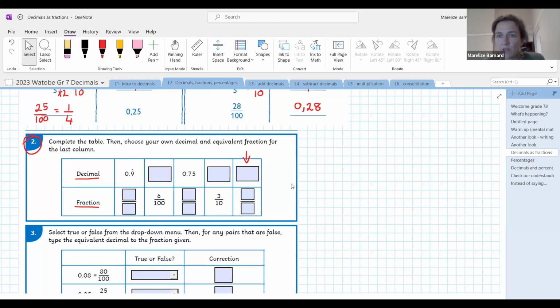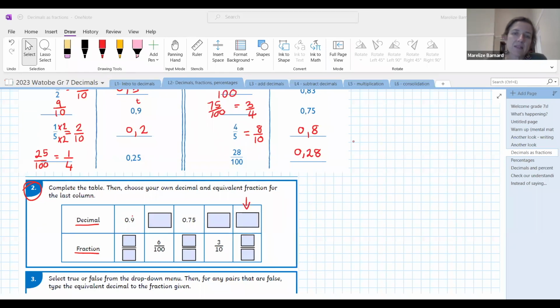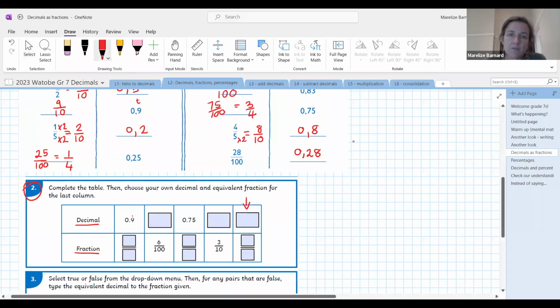Mpo, you can unmute. Ma'am, can you hear me? Yes. Ma'am, I don't understand. How did you get 8/10? Okay, the same way I just explained. So how many tenths is the same as 4/5? We can say 5 times 2 gives me 10, so 4 times 2 gives me 8. So that's how I get 8 tenths.